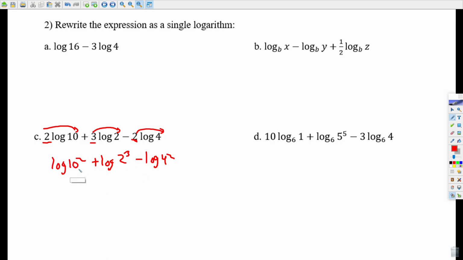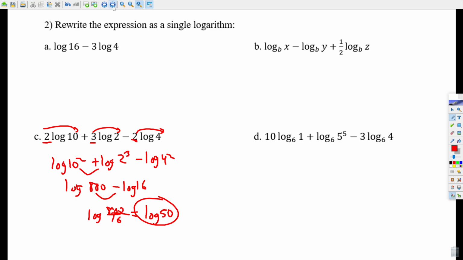Now we have to put all these together. So with pluses, you multiply them together. It'll be log of 100 times 8. Right? Is that right? It'd be 800. Minus log of 4 squared, which is 16. And then we put these two together, which is kind of like dividing it. 800 divided by 16. And if that comes out to be a nice number, then you would do it. If not, don't do it. Ends up being the same thing as log of 50. That would be your answer.